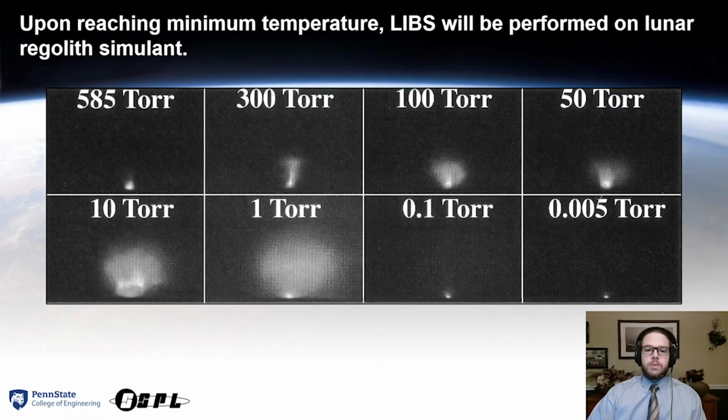While a LIBS test was performed, this was in a laboratory environment rather than a simulated lunar environment. As explained in the background, the low pressure on the moon changes how the plasma expands, resulting in a difference in the data that is collected. Once both the temperature and pressure of the chamber have reached their minimum, LIBS will be performed, verifying that OASIS can perform LIBS in a lunar environment.